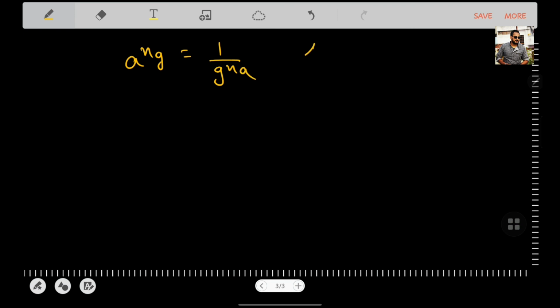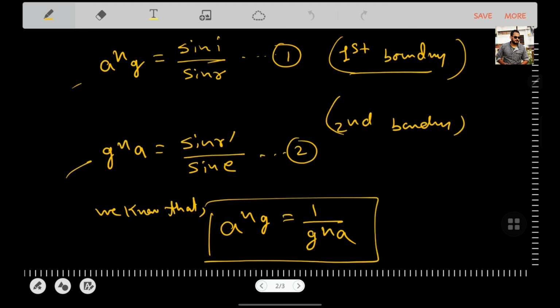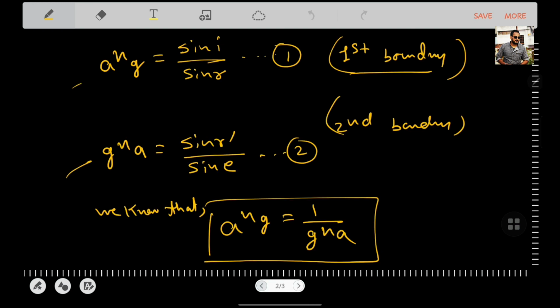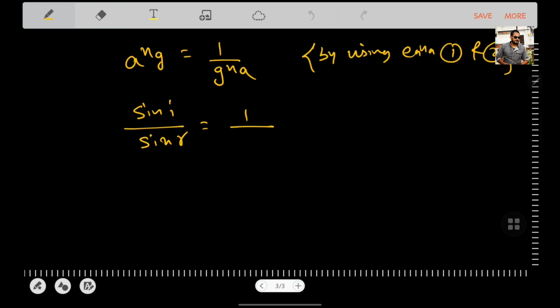So by using equation 1 and equation 2, what can we get now? For A and G it was sin I by sin R. Sin I upon sin R is equal to 1 upon G and A. G and A was sin r dash upon sin E. In simplified form, we can write sin E upon sin r dash.